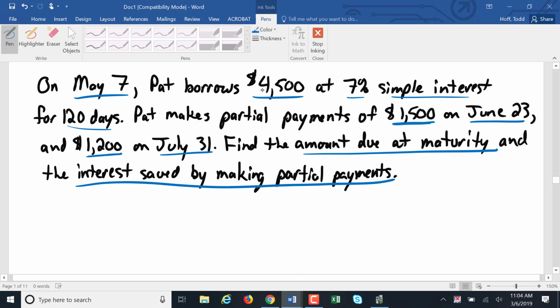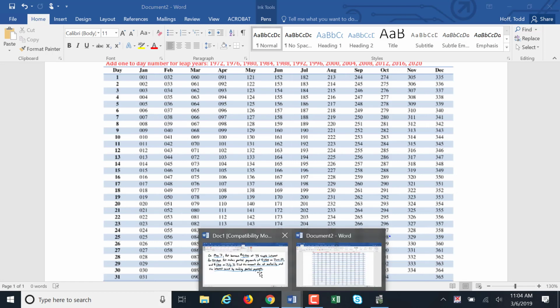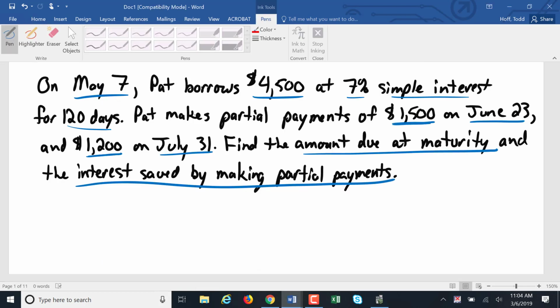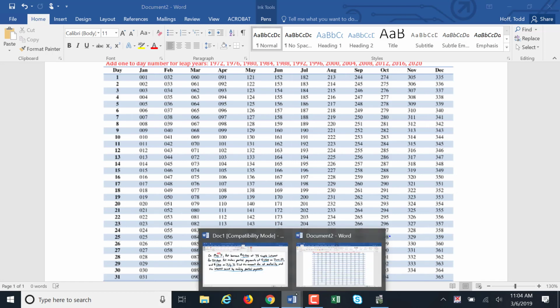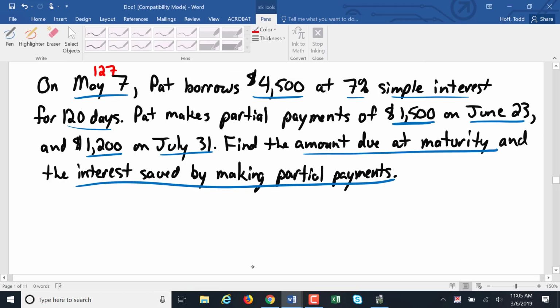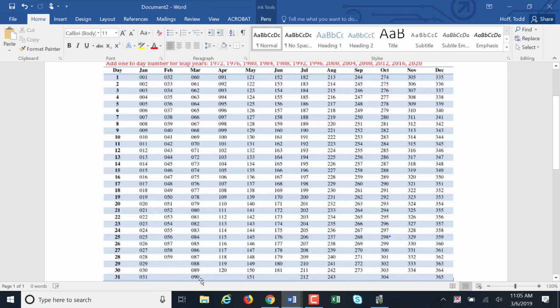So the first thing I'm going to do is I'm going to look up those dates. We have May 7th, day 127. June 23rd, day 174. And July 31st, day 212.